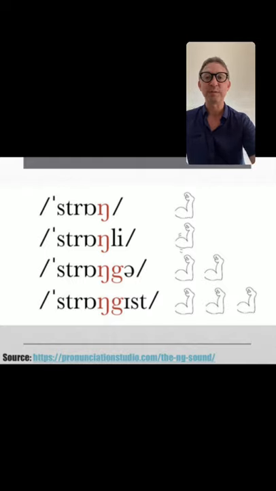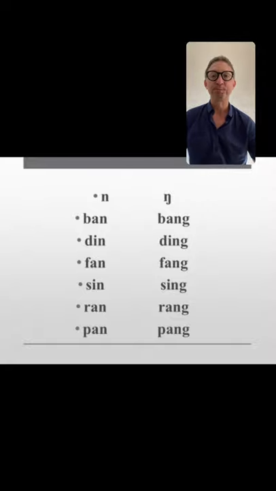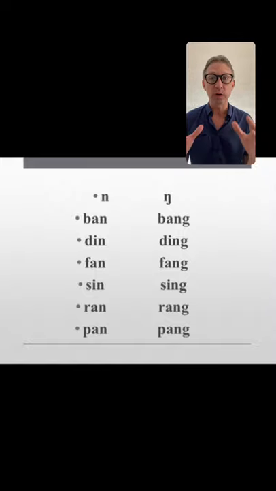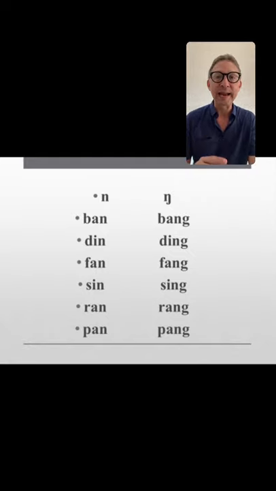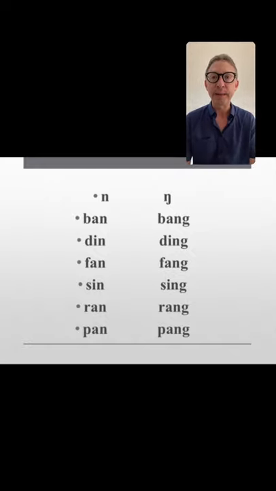All right, now let's practice some of these words. We have a lot of words, some phrases and a few sentences. So here we go. All right, ban, bang. So I'm going to say the normal N sound, and then we're going to go to the NG sound on the right side. I'm going to read both words as a pair, and then you repeat after me. Ban, bang.